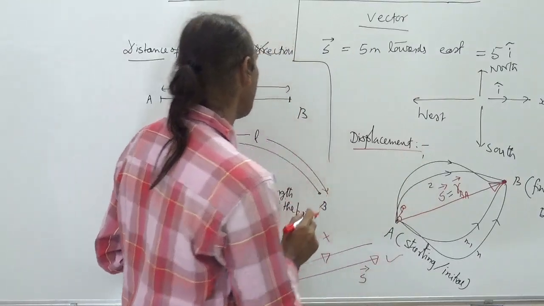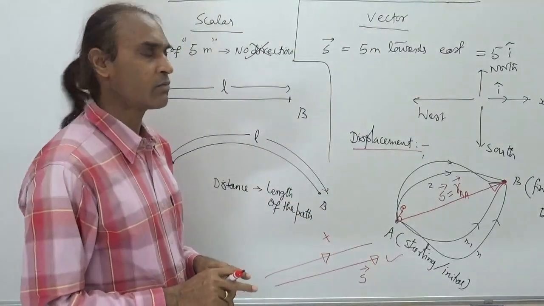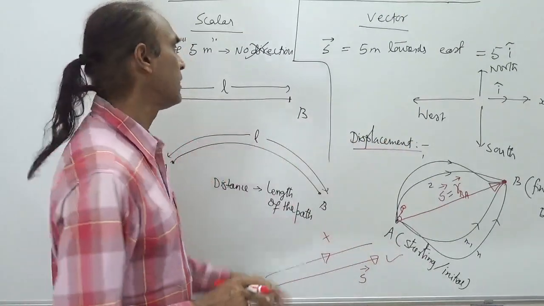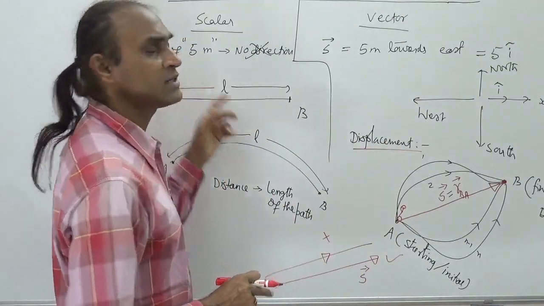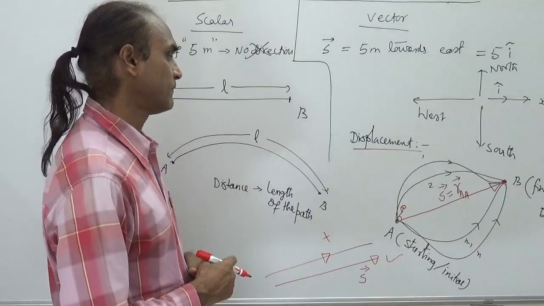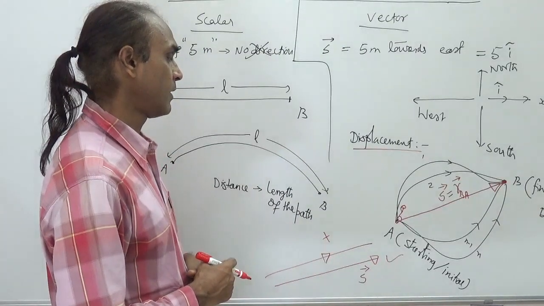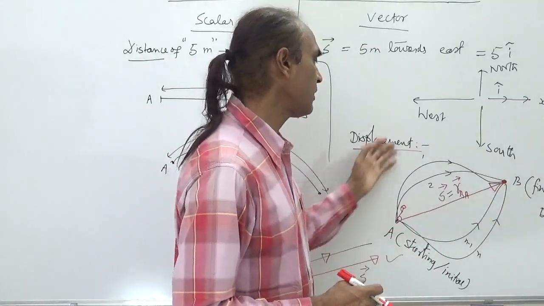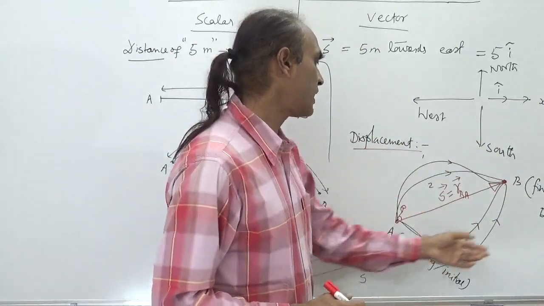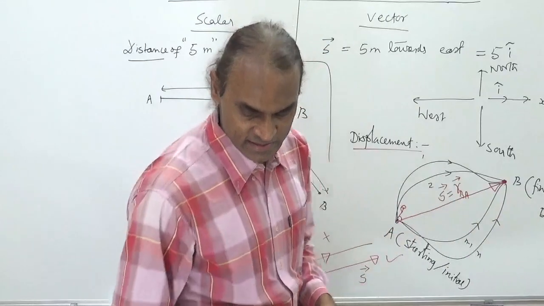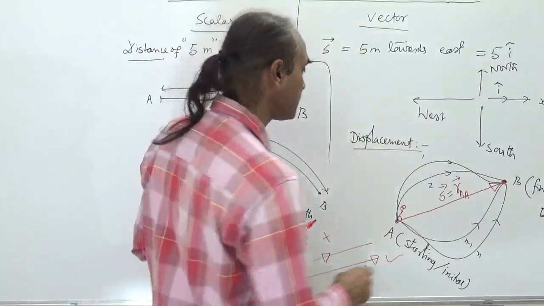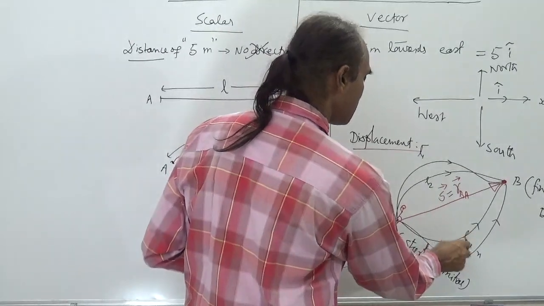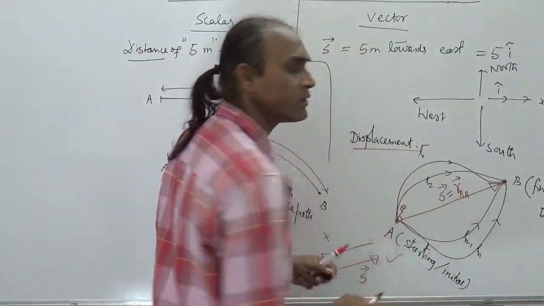Displacement is a vector quantity, whereas distance is a scalar quantity. Displacement has direction and distance has no direction. Between any two points, there can be many distances. These are all different lengths: length 1, length 2. There can be many distances. But the displacement is one.